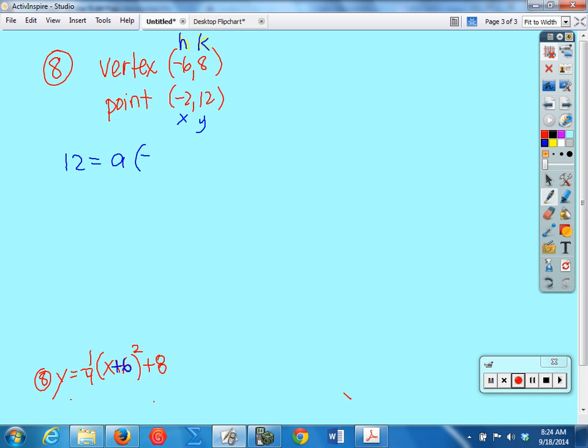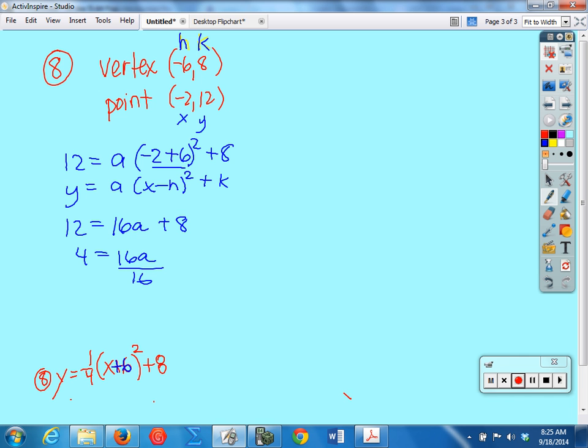X minus H squared plus K. Alright, so that's just plugging directly into your vertex form. So look and see if that's what you wrote when you plug it in. So this should be 4 squared, 16. So make sure when you write it, if you just write it that way, if you write it the other way, you're going to maybe get confused on what you need to do. So when I subtract A, I get 4 equals 16A. Divide by 16 and you get 1/4. So you plug it in right here.